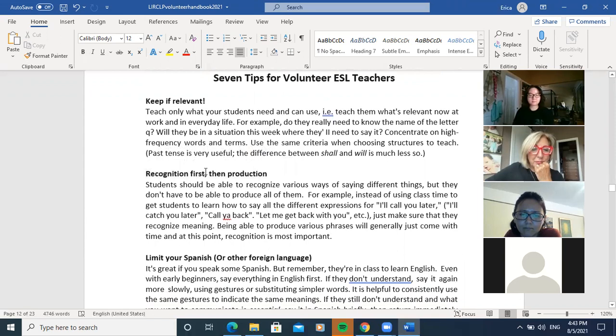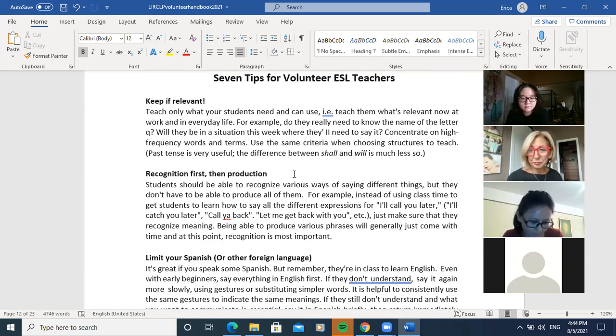Okay, so recognition first, then production. That kind of goes back to lesson planning, and when you're presenting the concepts, you're showing them and they're hearing it, you're telling them in lots of different ways. So the skill of recognition, like reading and listening, those skills are gonna come first. And then producing the language is like a higher level skill.